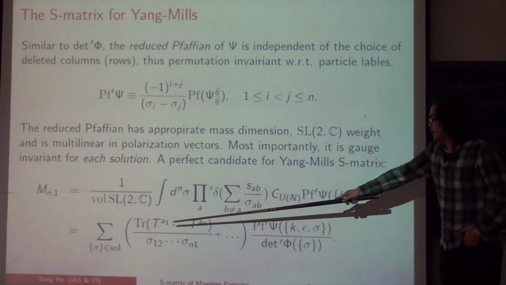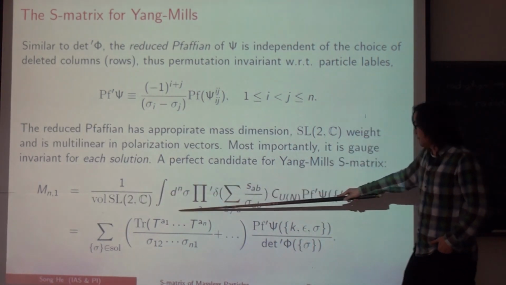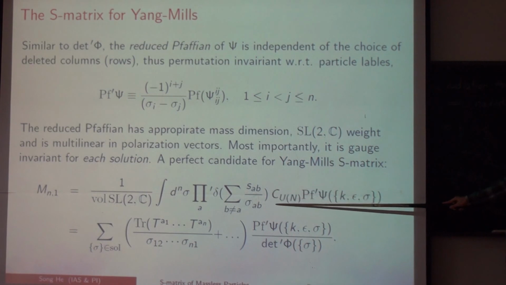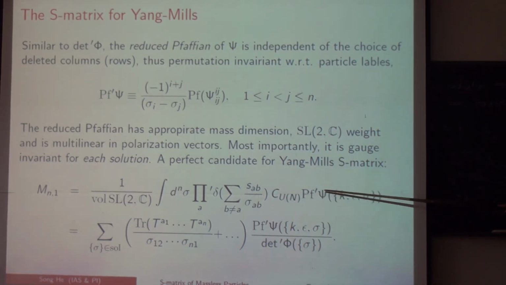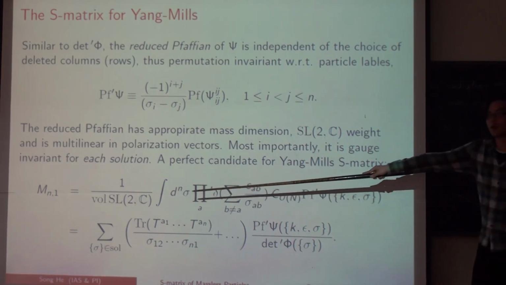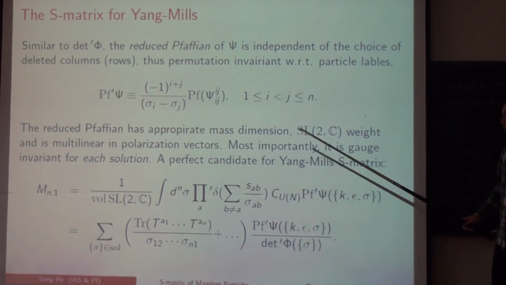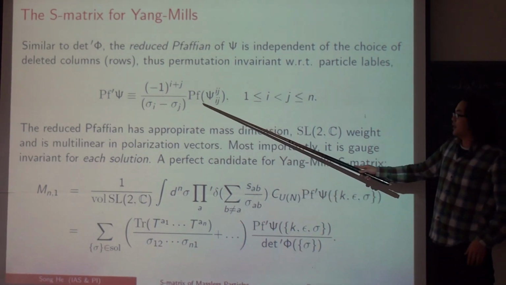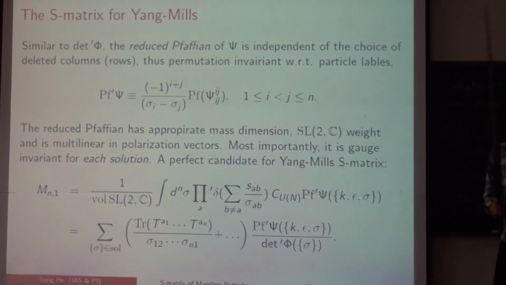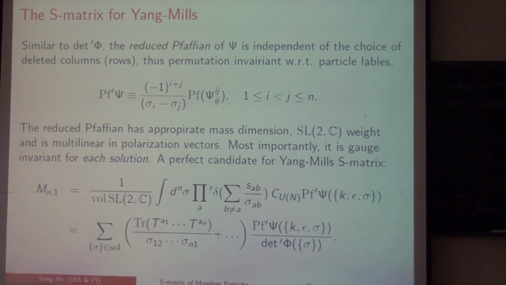So if you do this measure with the Park-Taylor I just defined under one copy of the UN, and you take in the Pfaffian of this matrix, you find it gives you the correct amplitude for Yang-Mills. So this is the definition of this reduced Pfaffian that coming from this matrix.